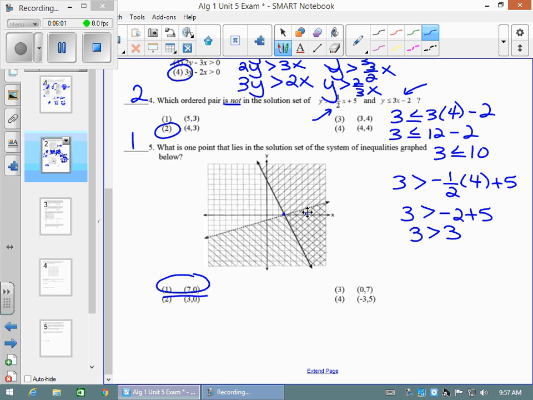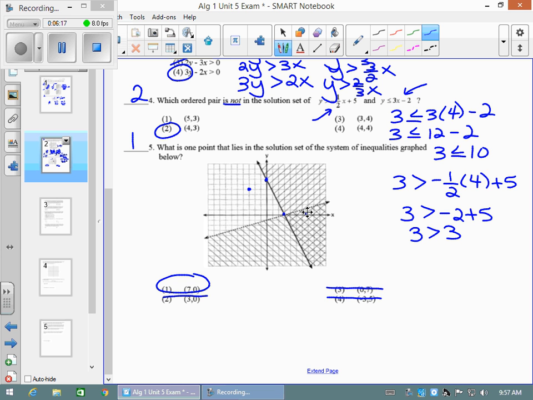(0, 7) is the point 1, 2, 3, 4, 5, 6, 7. That would be in the solution set of one inequality, not both. And (-3, 5) is not in the solution set of either inequality. So that's why that is choice 1.